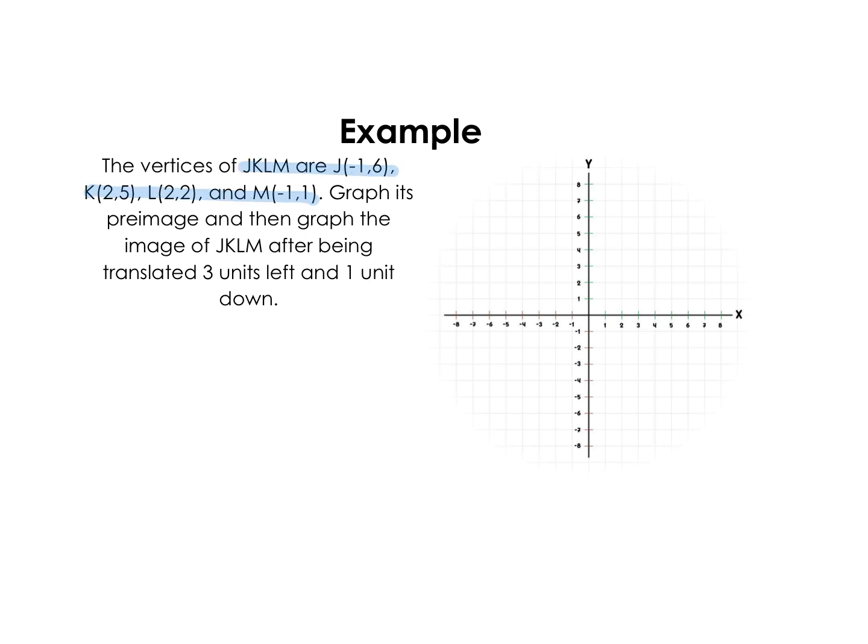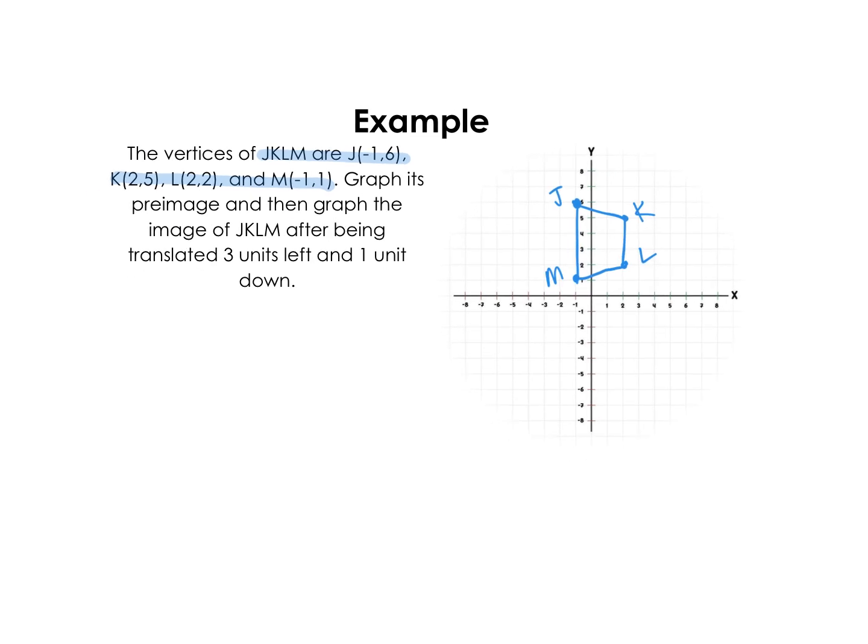I'm going to put these on by going -1, up 6. This is my point J. Going to K, I'm going over 2, up 5. L is (2, 2), and M is (-1, 1). While we are getting in the swing of this new unit, it is really helpful to graph your points as well as label them as you go, so you can see that pre-image versus image.